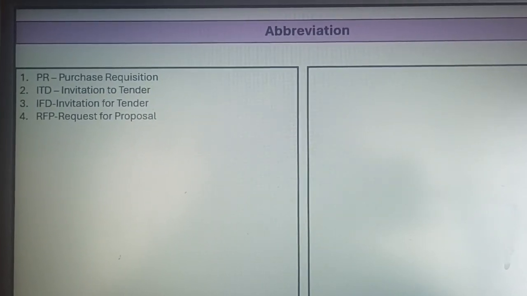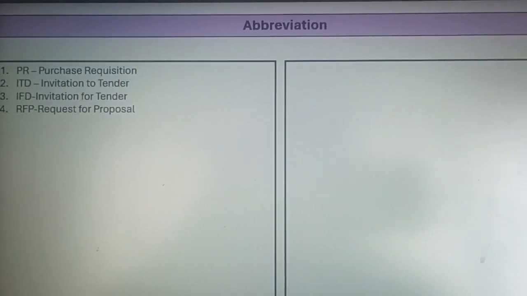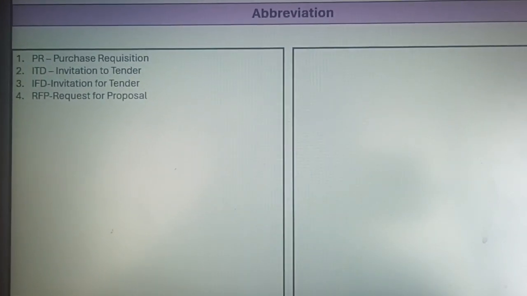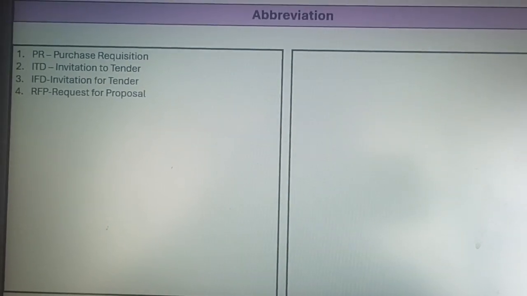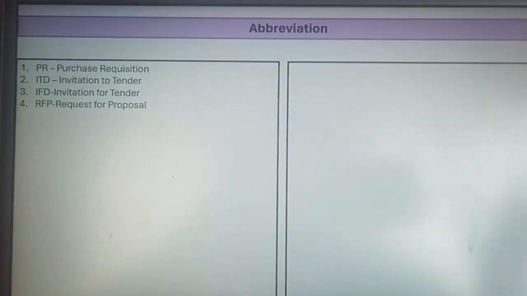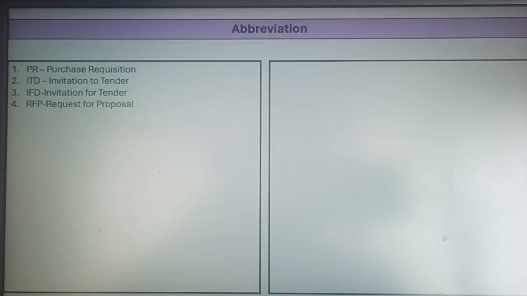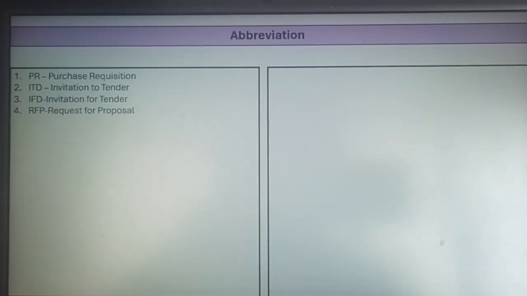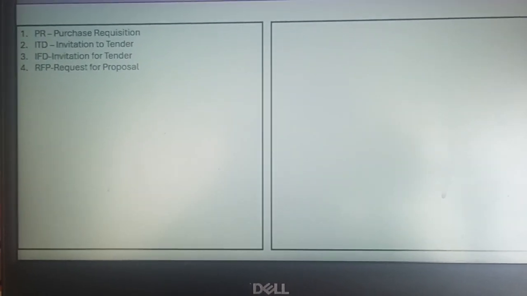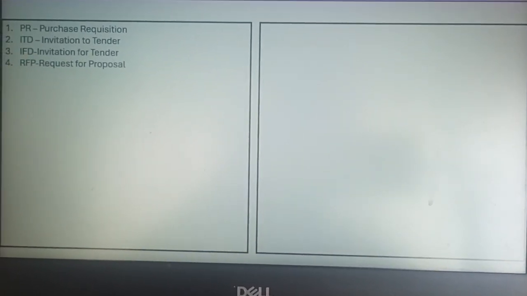Then fourth is RFP, request for proposal. Normally request for proposal is used when you have to send the inquiry to the vendor via system. There are so many digital systems available nowadays in the market like SAP, Oracle, Ariba, Microsoft Dynamics, etc. If you send the inquiry through these systems, it is called a request for proposal.